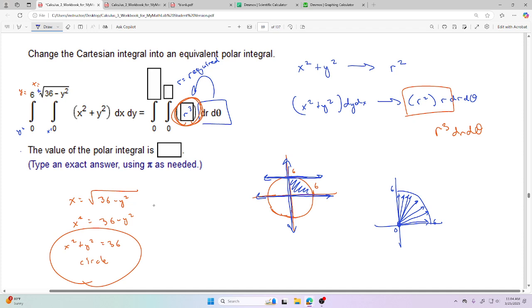So in a way here, when I go back and look at my answers, let me just get all this junk out of the way. When I look at my answers, dr, so this is r, I'm going from 0 until 6. Exactly. I'm going from 0 to 6 every single time. Starting from 0, go out to 6. So that one's an easy one.